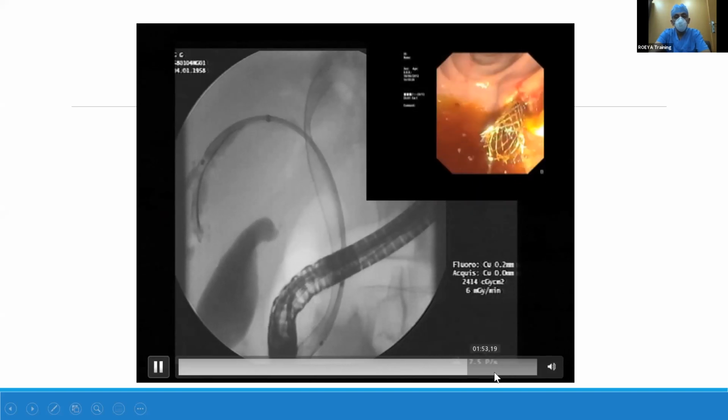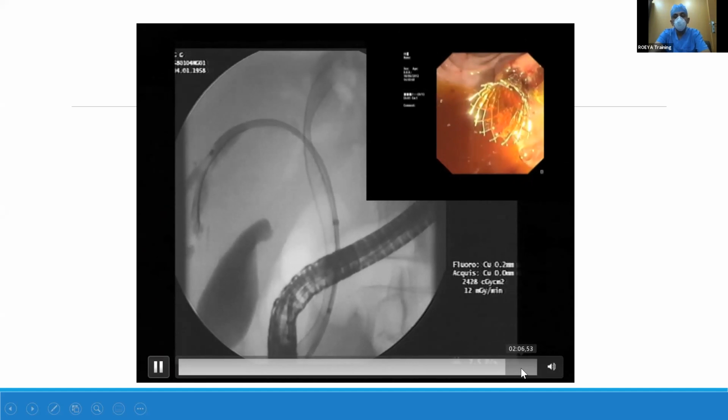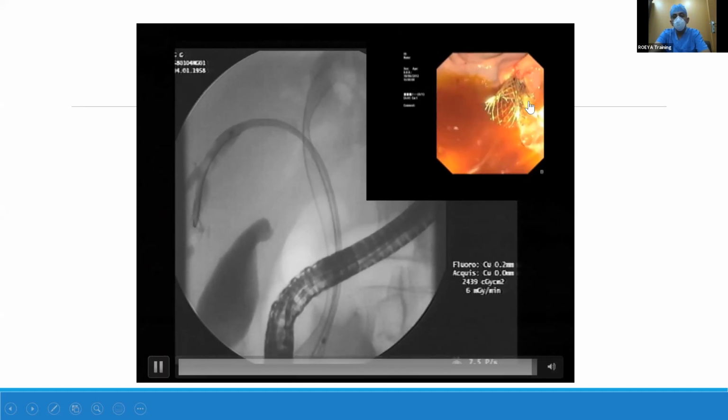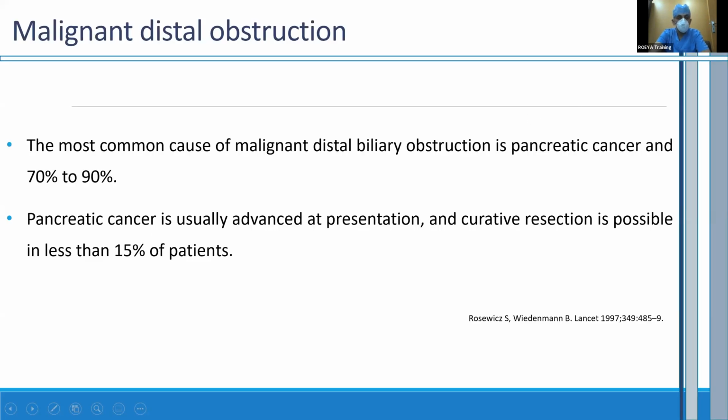The important message when you do this is this last picture: to have the 2 stents distally in the papilla in the same position. You can see here and here, you have the openings of both stents, to be able to cannulate them if needed. Regarding distal strictures, they are more common in cancer pancreas.